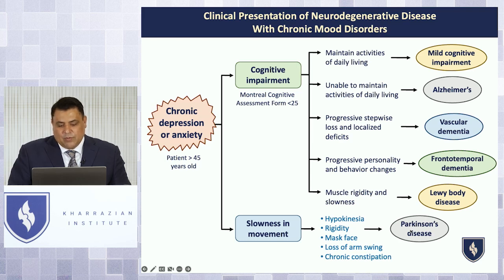So just remember, the earliest clinical symptom for both Parkinson's disease and different forms of dementia is chronic depression and anxiety. Your patient who has chronic depression and anxiety may be expressing their earliest signs of their neurodegenerative disease with those symptoms. So you want to jump on top of that as soon as you can, okay?